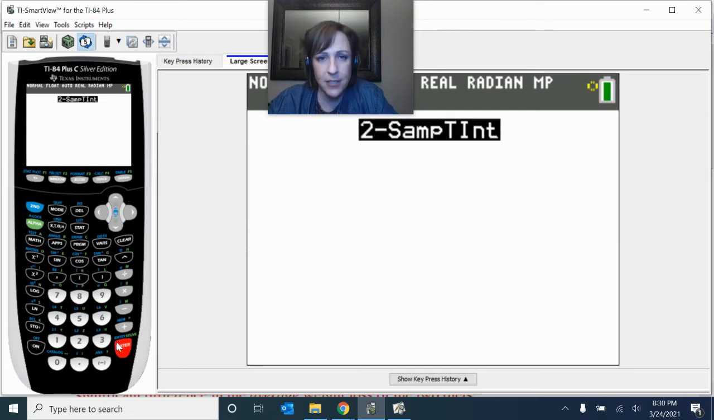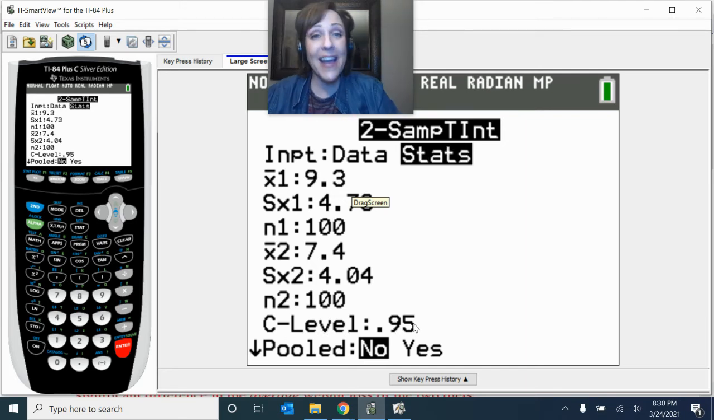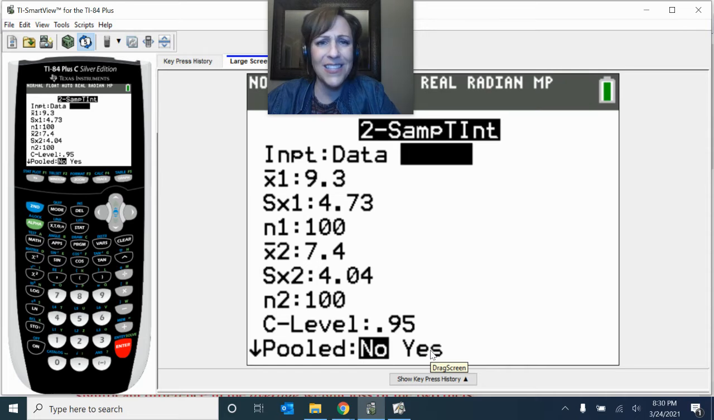So let's do that. Well, yay, the information I just put in carries over. X1 is 9.3, sample mean, sample standard deviation 4.7. All that stuff's there. Yay. And then it said confidence level is 0.95. So we're good. Now, here's that weird thing that I was referencing. Pooled: No or Yes. What in the world is that? Well, let's go talk about it.